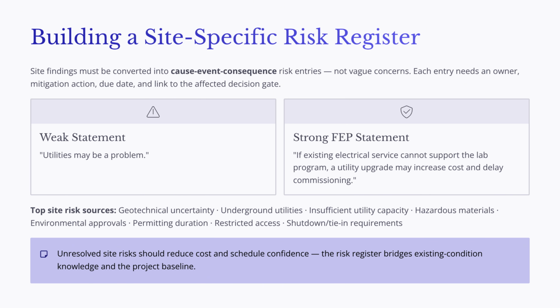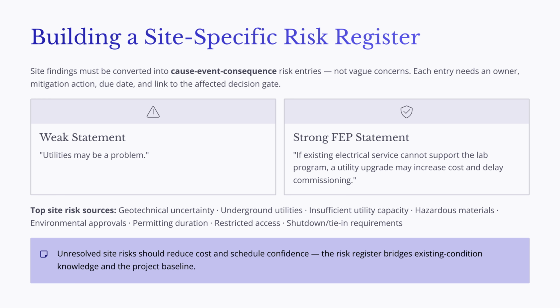Existing condition analysis should not end with a report. During front-end planning, site findings should be converted into a site-specific risk register. The goal is to make site-related uncertainty visible before scope, cost, and schedule commitments are approved. A strong risk entry should clearly describe three things: the condition that creates uncertainty, the event that could occur if the condition is not resolved, and the consequence for cost, schedule, safety, permitting, or operations. This is called a cause-event-consequence structure.